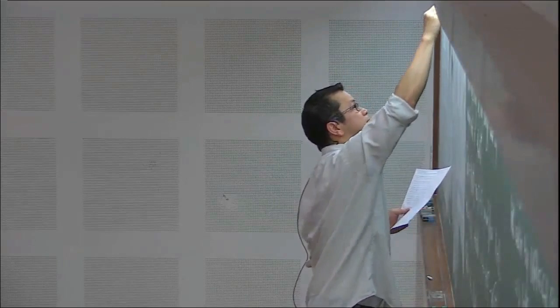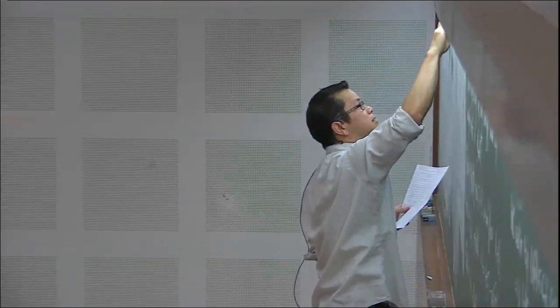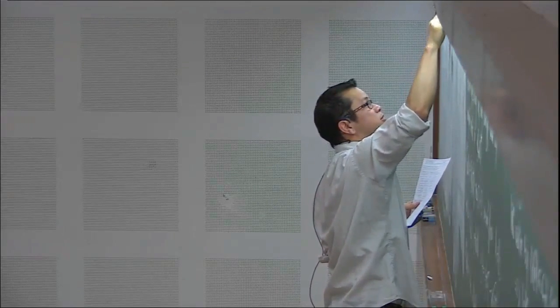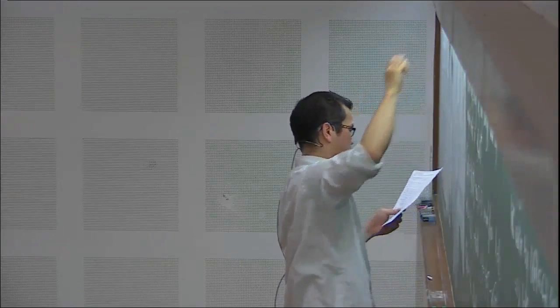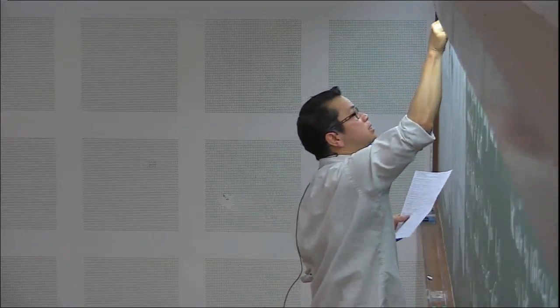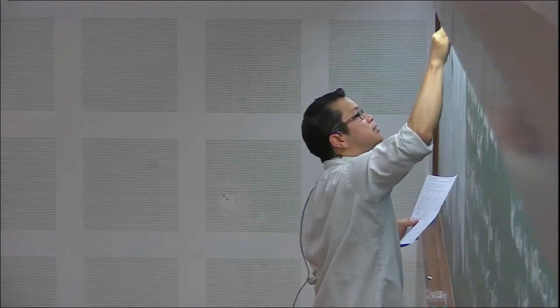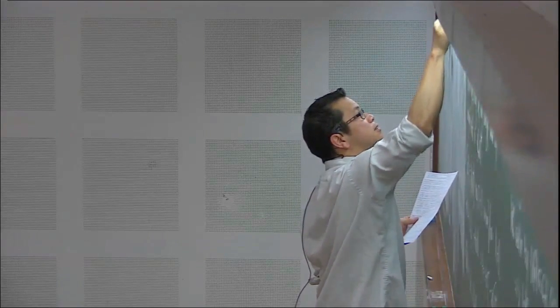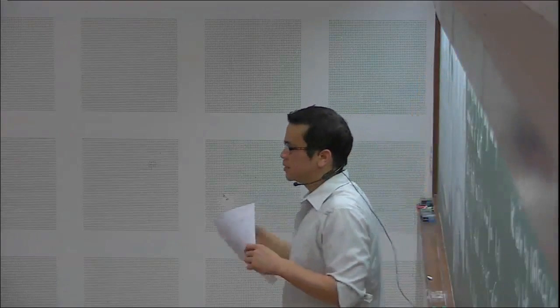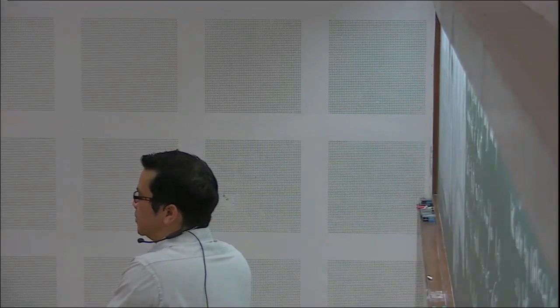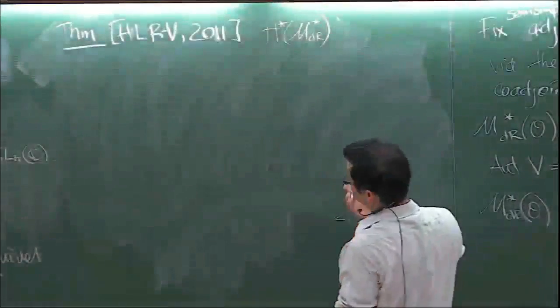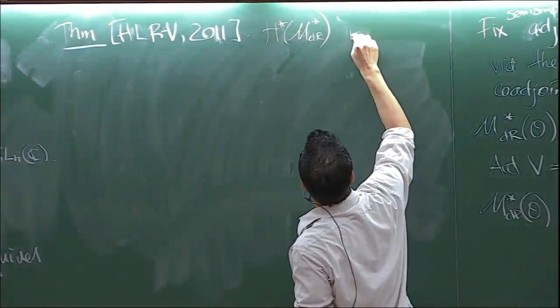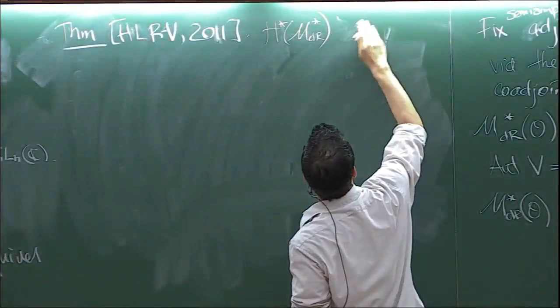Another fact, so this is Hausel, Letellier, and Rodriguez-Villegas, is about the cohomology of this space. It's a smooth affine variety, so there's a mixed Hodge structure on the cohomology, but what is true is that this has a pure Hodge structure.